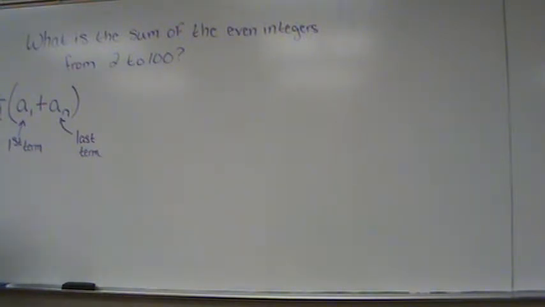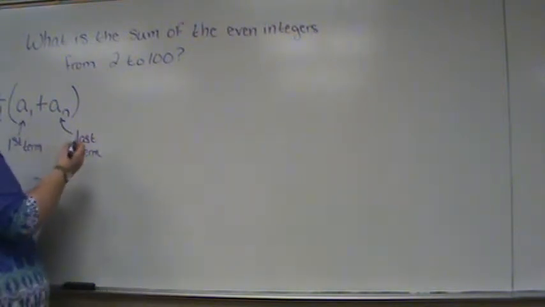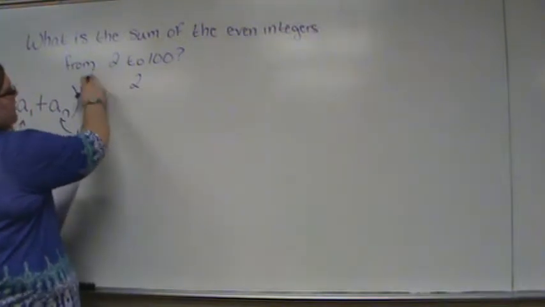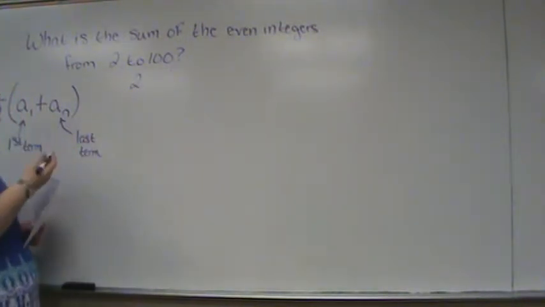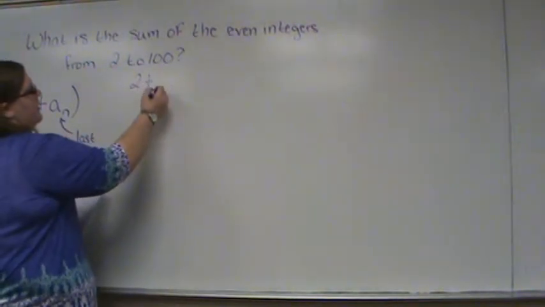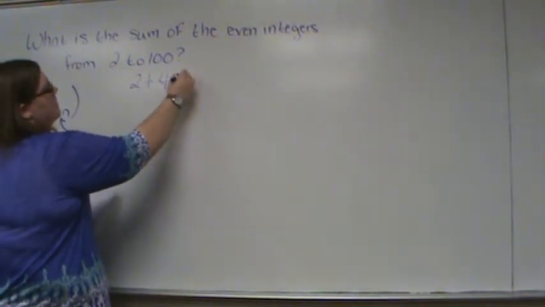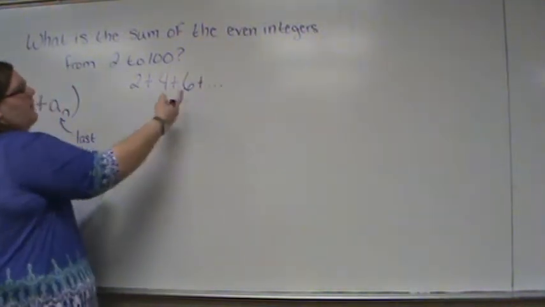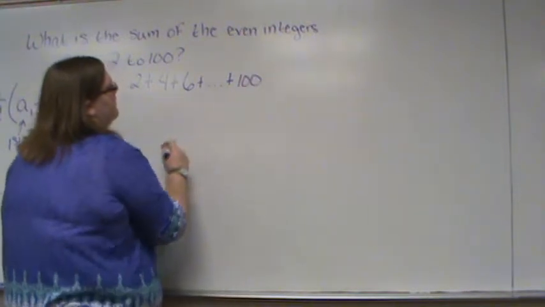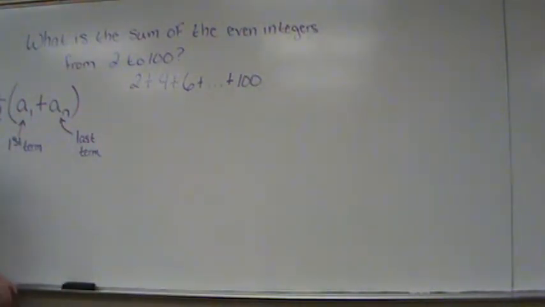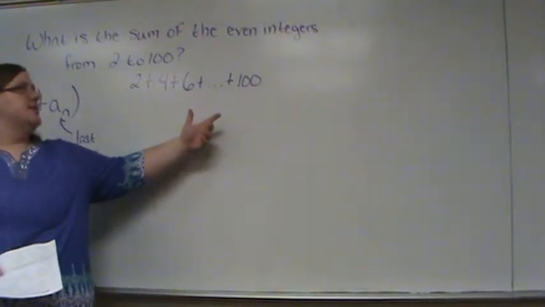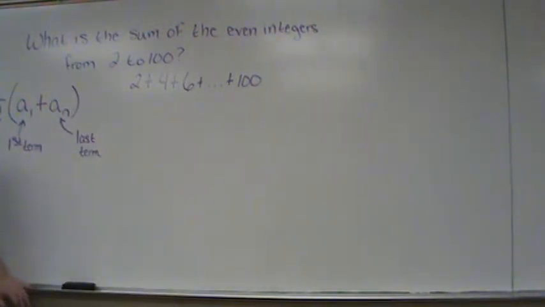So we want to use this formula in example 1 because we're summing all the even integers from 2 to 100. So if we wrote out just part of our series, we start at 2, because it says that we're going from 2 to 100, and we're summing the even integers. So what would our next even integer be? 4, 6, and then so on, all the way until we got to 100. So that's kind of what our series would look like if we wrote it out. There are a lot of numbers in between this 6 and this 100, and we would have to add all of those up by hand. So this formula gives us a shorthand way of doing it. It's quicker.